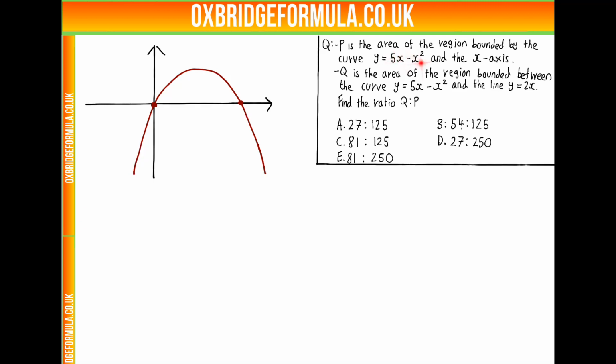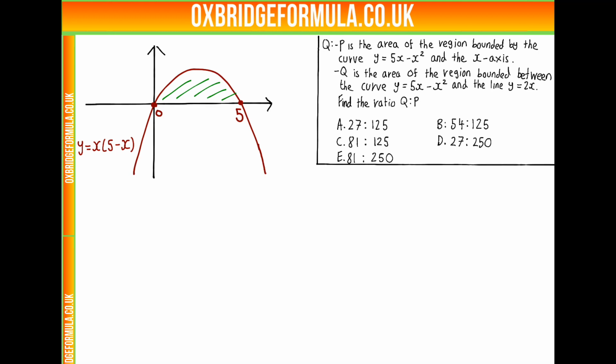And we see that we can factor an x out of this, i.e. the curve is y equals x, lots of 5 minus x. And so we know x equals 0 and x equals 5 are our two roots. So we know our curve looks something like this. So where now? Well, we know P is the area enclosed between the curve and the x-axis. So it's this area shaded in green.